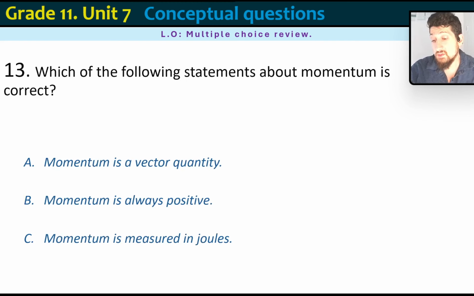Which of the following statements about momentum is correct? Momentum is a vector quantity? Yes, it is. Momentum is always positive? No, because it's a vector quantity, it can be negative as well. Momentum is measured in joules? No, that's energy and work. Work is measured in joules, energy is measured in joules, momentum is measured in kilogram meters per second or newton seconds. So momentum is a vector quantity, the first one.